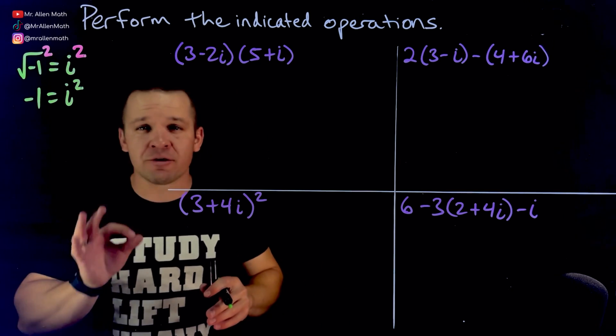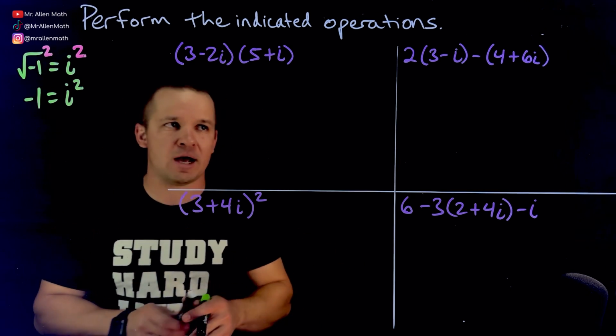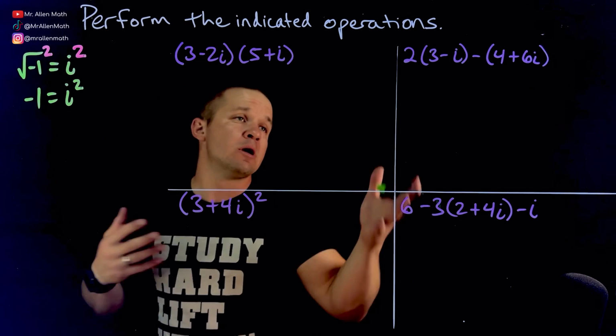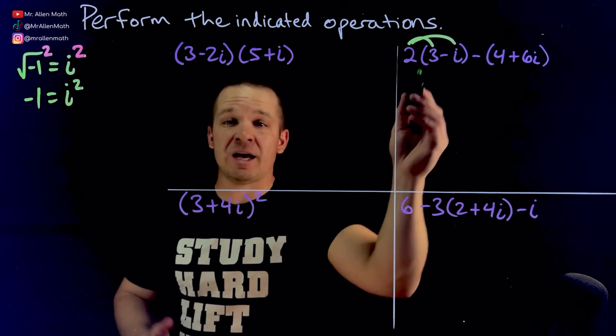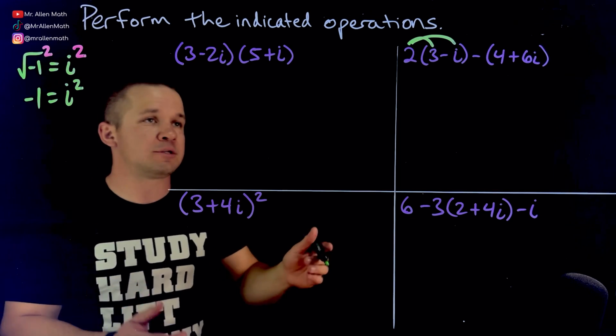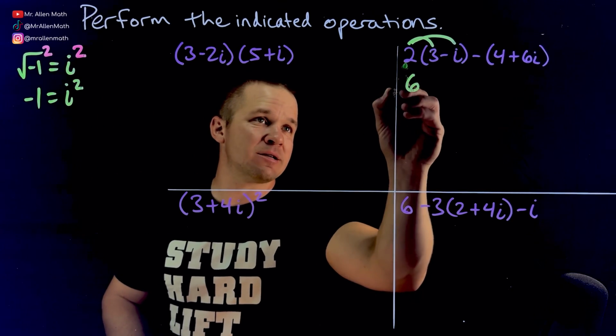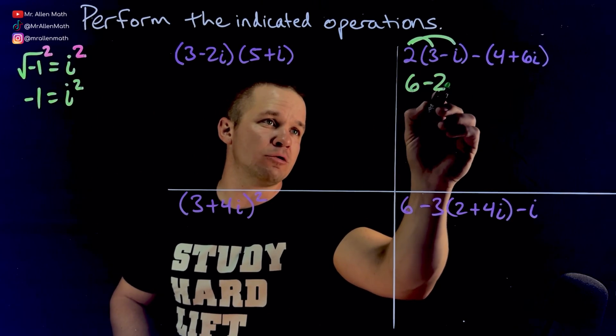I'm going to do that in another video. We worked with some different stuff, okay? For now, we're just going to do some simplification. So over here, I'm going to distribute the 2, as I normally would with any other variables. I'll have 2 times 3 is 6, and then 2 times -i is -2i.